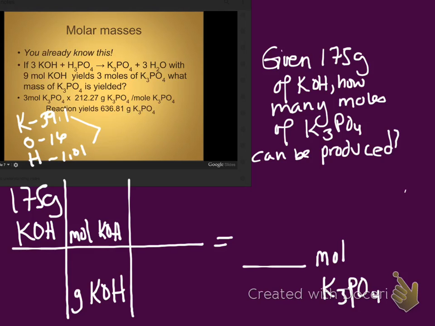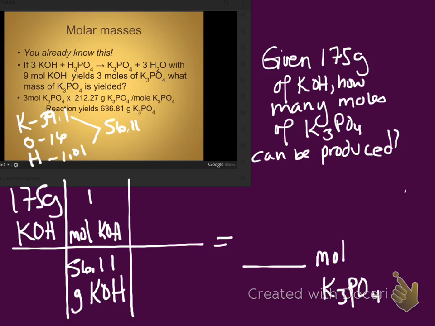So we have 39.1. 56.11. What is anybody else getting? Okay. So, where do those numbers go? The bottom. So, 56.11 grams of potassium hydroxide is equal to how many moles? 1. Okay.